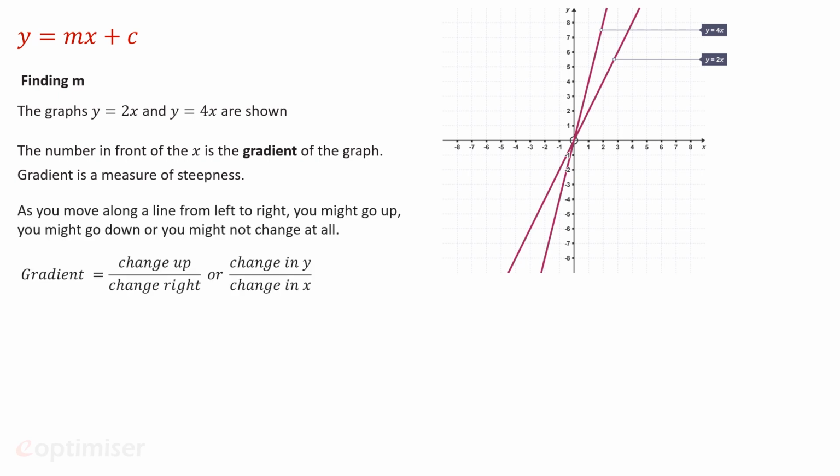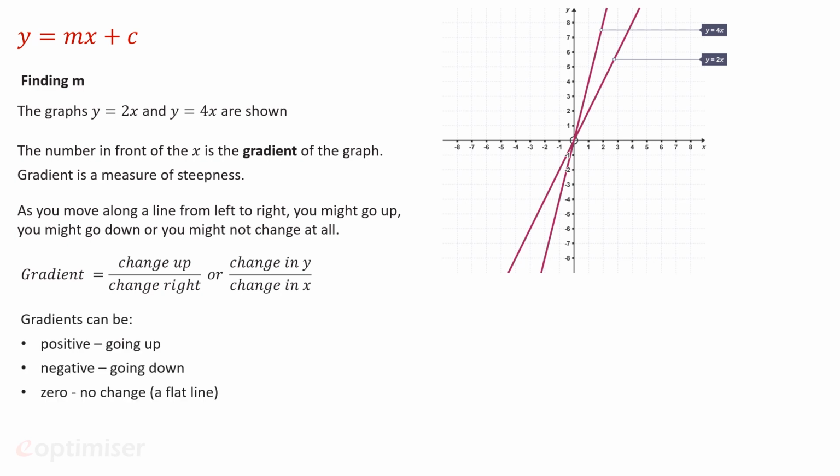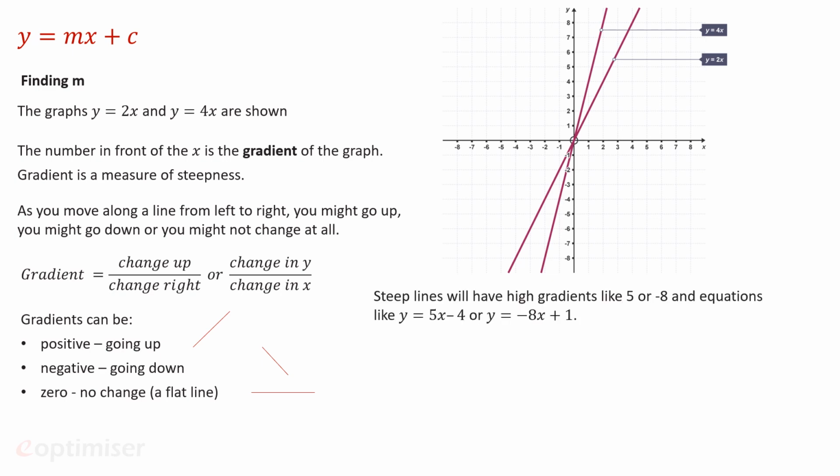The gradient you can calculate as change up over change right, or change in y direction over change in x direction. If the gradient is positive, then the line is going up. If it is negative, it's going down. If it is 0, that means the number in front of x is 0, so y is equal to something, for example y is equal to 3. There is no change, it's a flat line.